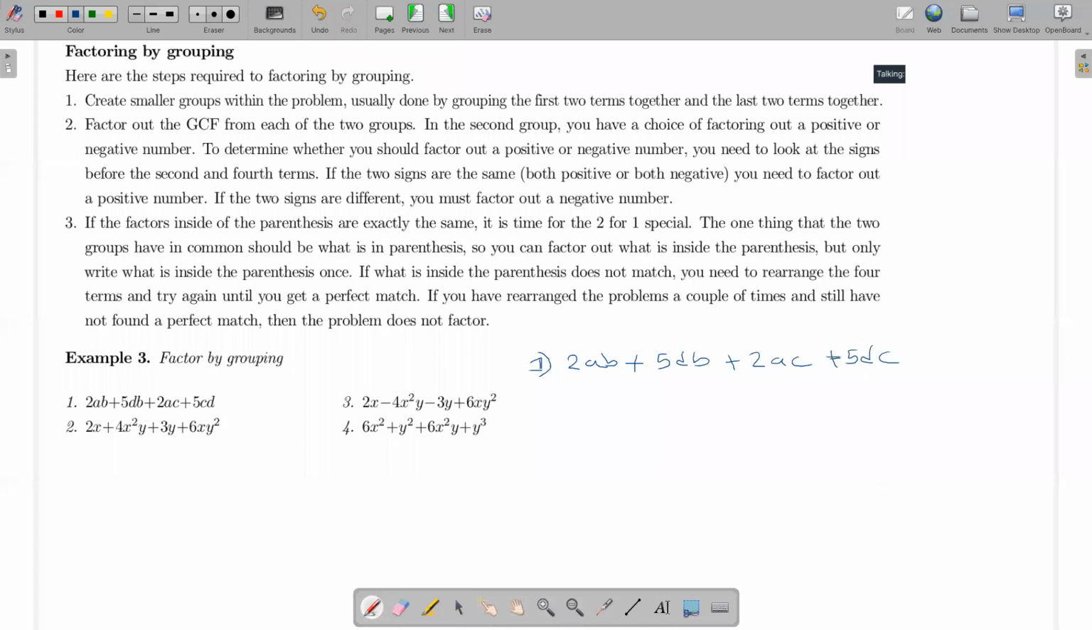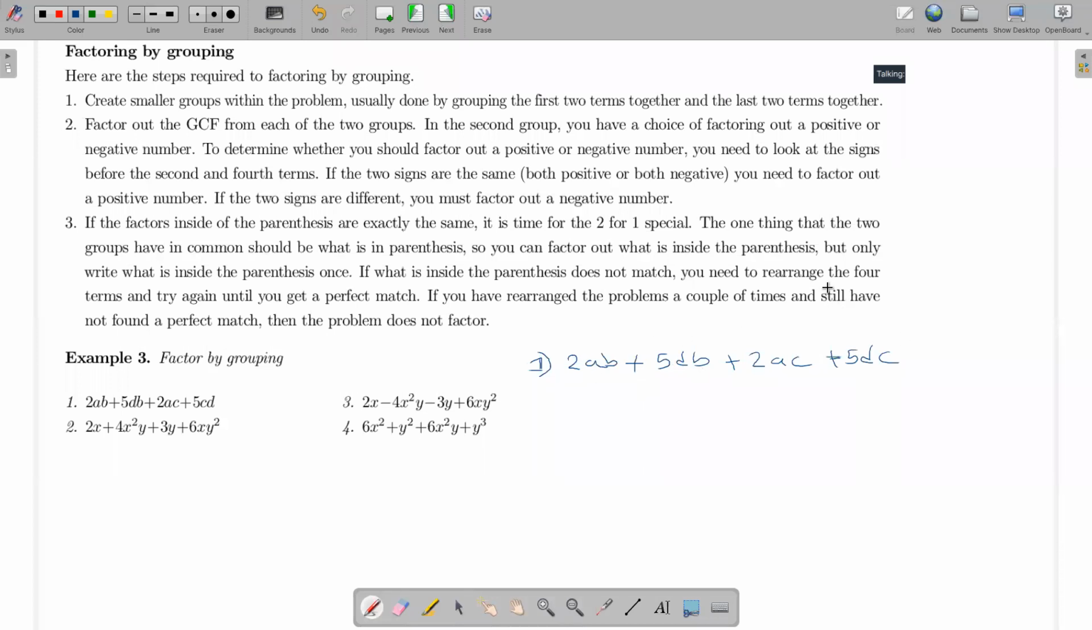So okay, when you factor four terms, first you create small groups within the problem, usually done by grouping the first two terms together and the last two terms together. Here I have four terms. Normally we apply this method when we have four terms. Even if you can try this method for six or eight terms, if it's an even number, mainly we use this for four terms.